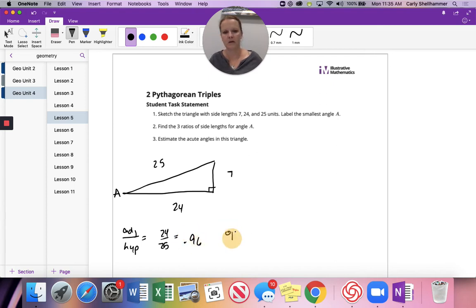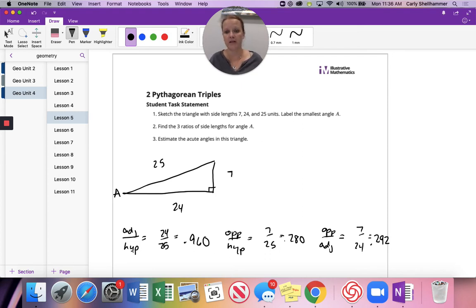Then we can do opposite over hypotenuse. That's 7 over 25, and that is 0.28. And then we can do opposite over adjacent, which is 7 over 24, 0.292. These didn't give me a third decimal, so I can put a 0 there. All right, estimate the acute angles in this triangle.